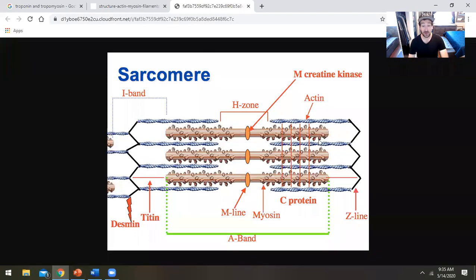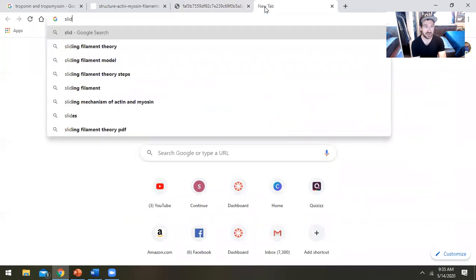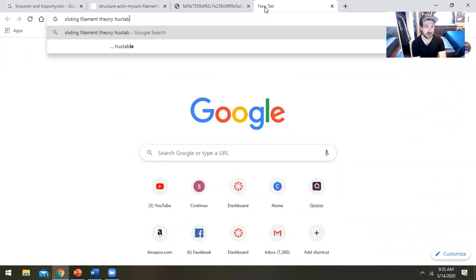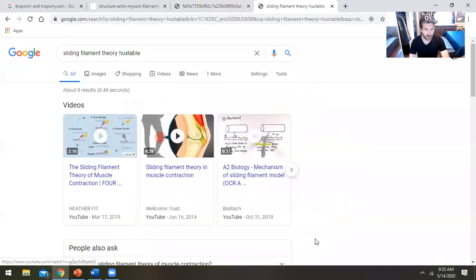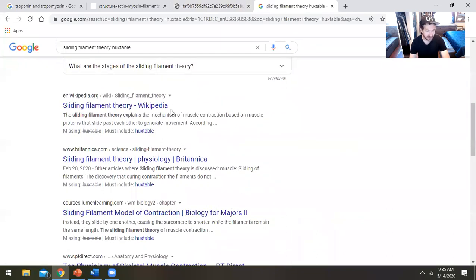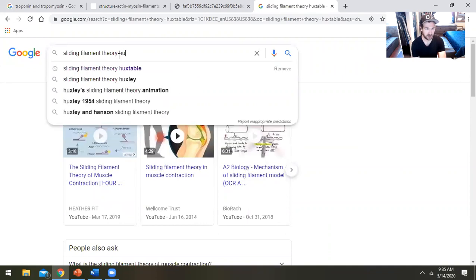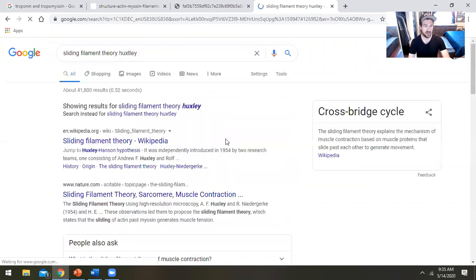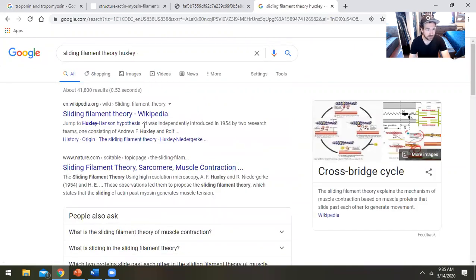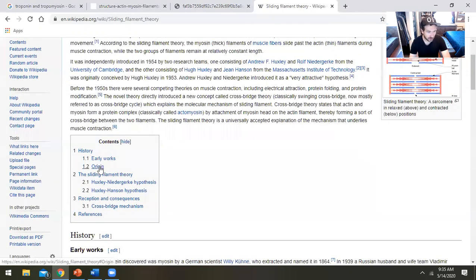By the way, if you want to see one of the coolest stories ever, sliding filament theory Huxtable. This is one of my favorite weird little stories. I'm not going to spend too much time talking about this. Or no, not Huxtable, Huxley. That's what I'm looking for. So let's see here, origin. Yeah, so check this out.